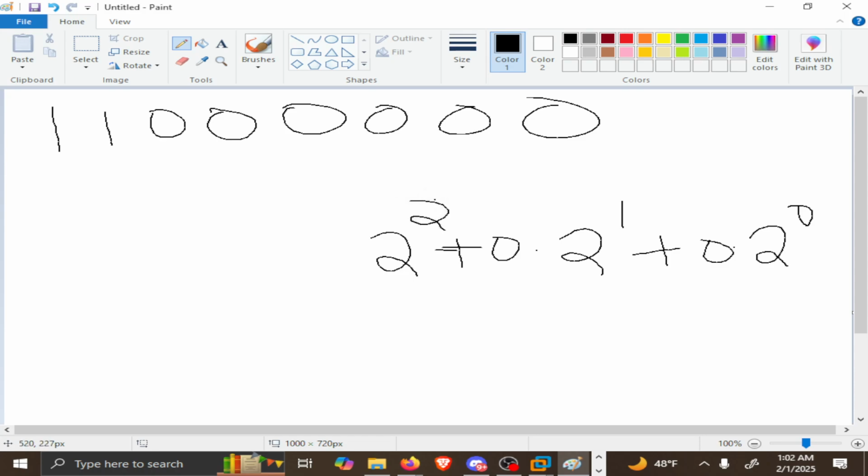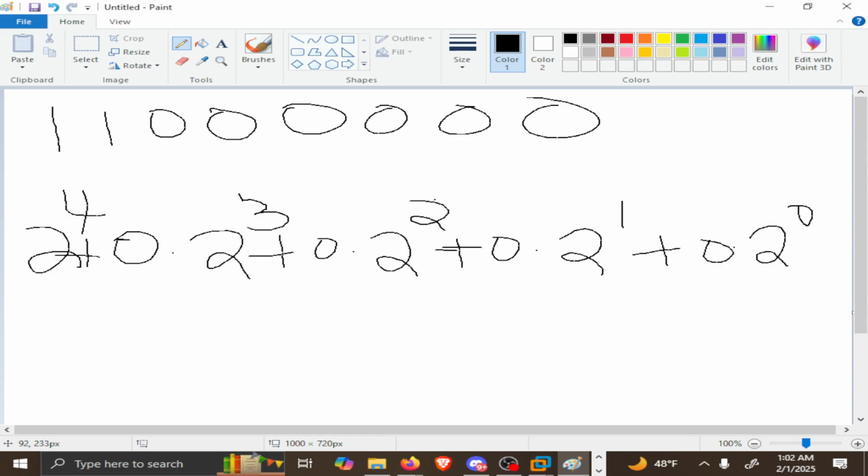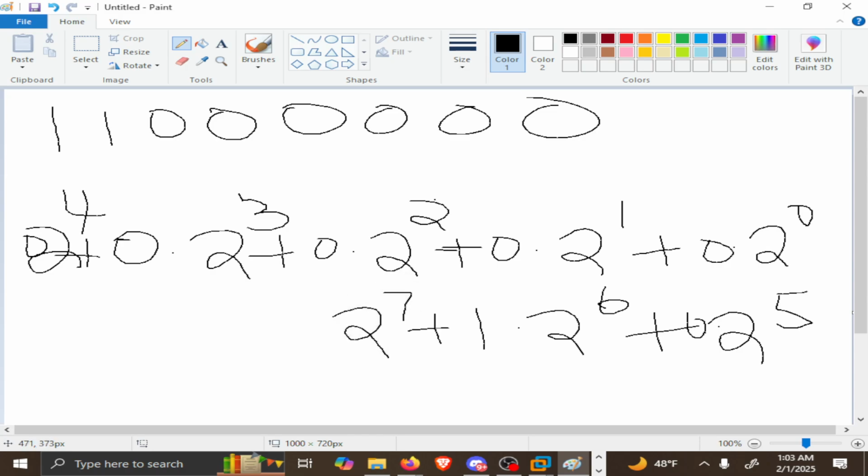So this one's 2 to the 2 times 0, 2 to the 3 times 0, 2 to the 4 times 0, and we just keep adding them up. 2 to the 5 times 0. So keep track of this. This is 0, 1, 2, 3, 4, 5. So then we have 6 and 7. These are different. These are ones. So we need to adjust the coefficient accordingly. This one is going to be 2 to the 6th times 1 plus 2 to the 7th times 1.